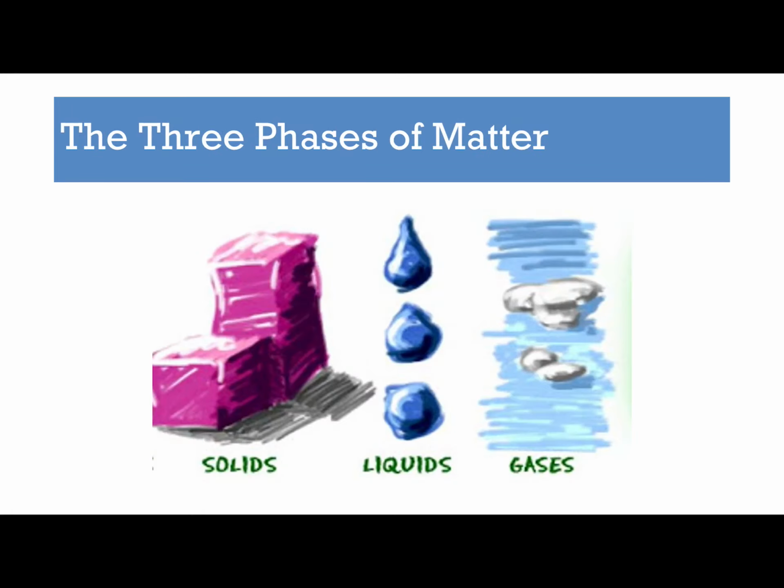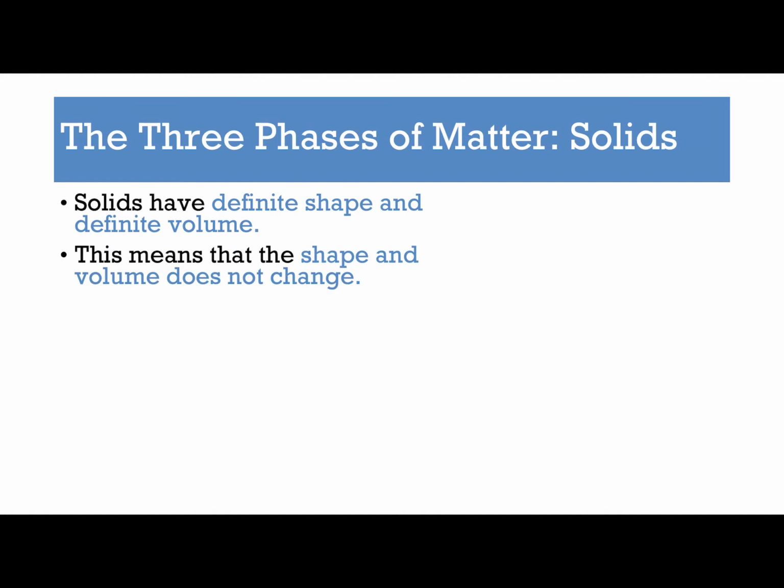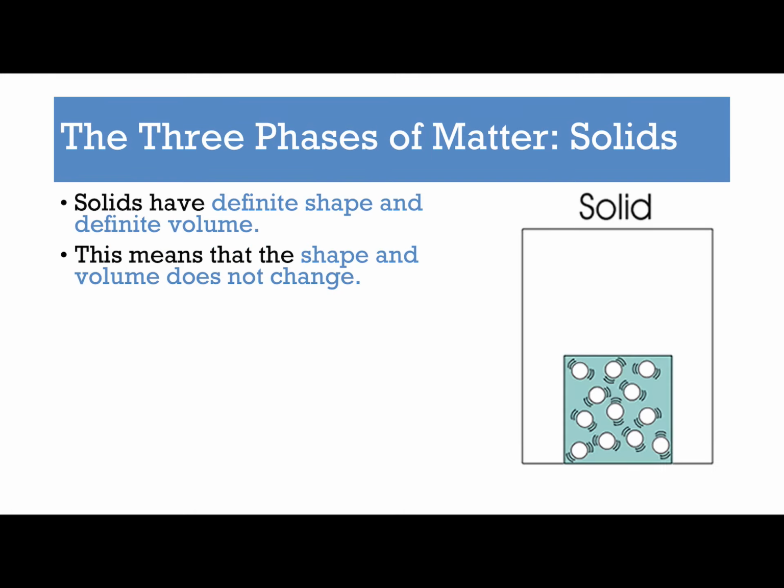Okay. So moving on, diving a little bit deeper, we have the three phases of matter. So solids, liquids, and gases. So solids, in particular, have a definite shape and a definite volume. So what that means is that the shape and volume does not change.